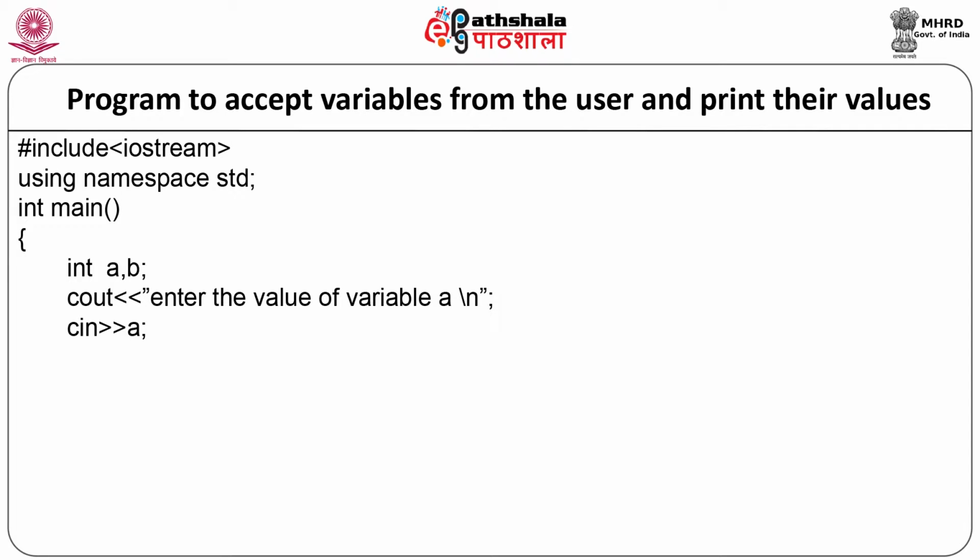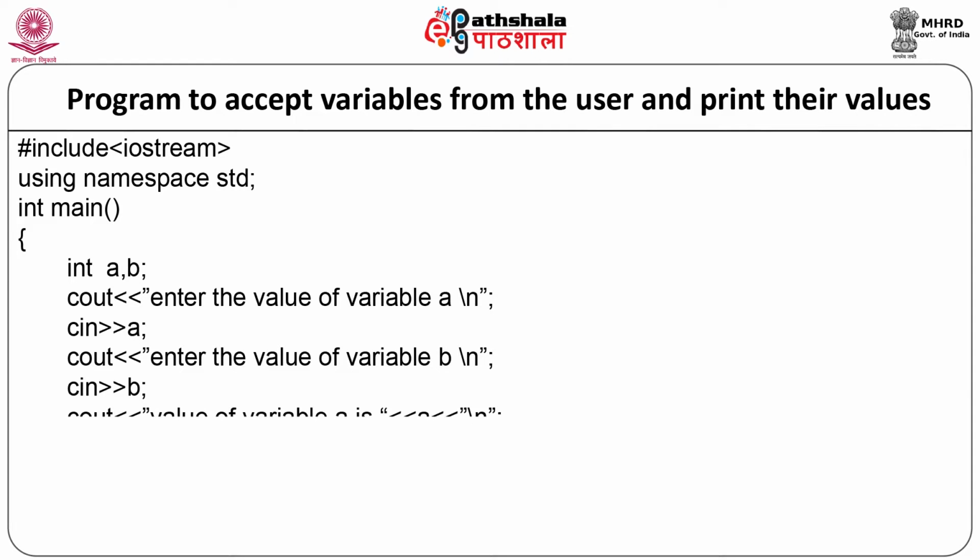Next is cin >> a; the input will be accepted from the user and assigned to the variable a. Next it will display the message "Enter the value of variable b\n". cin >> b; it will take the second value and assign it to the variable b. Now we will display both the values on the screen as cout << "The value of a is" << a and cout << "The value of variable b is" << b.